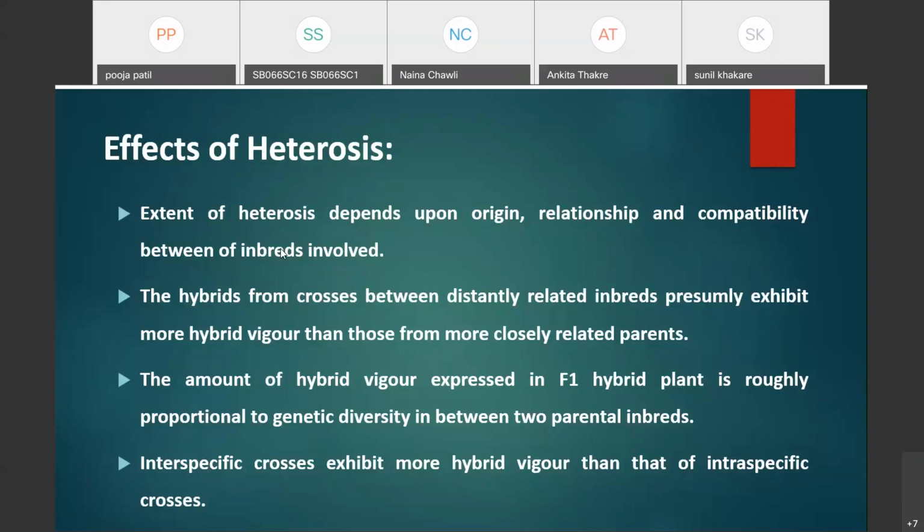That is why interspecific crosses exhibit more hybrid vigor than intraspecific crosses.